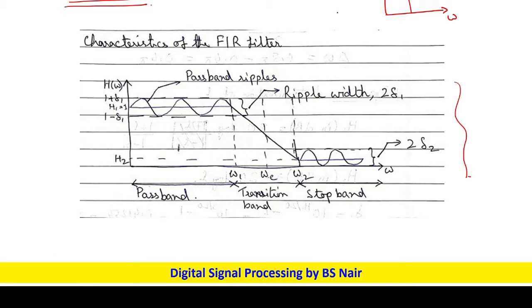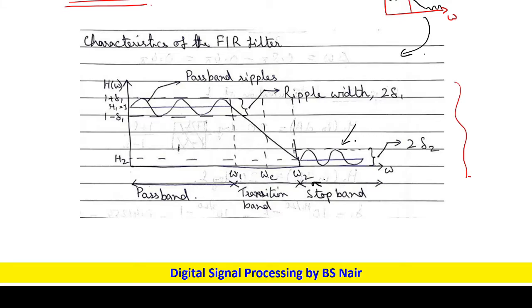So when we try to design this, what happens is that we have some ripples in the pass band. Then there is a transition band, and then there are some ripples in the stop band. So this is what has been shown over here. We have the pass band, 0 to omega 1 for the case of low pass filters. Then we have a stop band which starts at omega 2. So these are the stop band ripples.